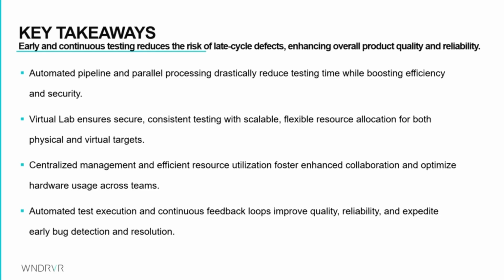We talked about centralizing the test management and optimizing hardware use across teams, to break down silos and encourage a more integrated approach to testing. This not only improves collaboration but also ensures that resources are used in the most efficient way possible. Lastly, automated test executions combined with a continuous feedback loop improve quality and reliability. So, in summary, integrating these key elements into our development processes allows us to deliver high quality product faster and more reliably. With that, I pass it back.